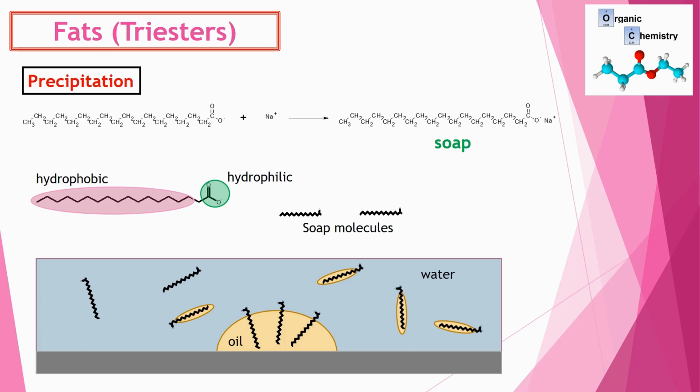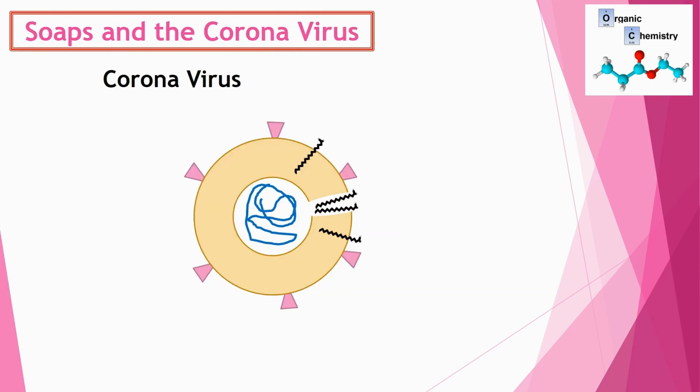If we want to get oil off our hands, we take the soap molecules, the tails dissolve in the oil or the fats or the greasy parts, and the heads dissolve in the water and basically just wash them off our hands. That's how soap works. And that makes soap so useful when we want to get rid of viruses on surfaces.